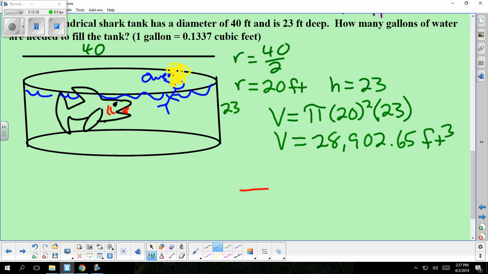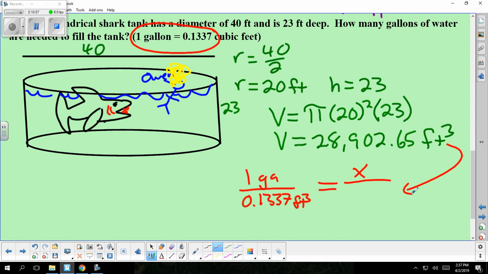Right? I'm given a scale factor. We have 1 gallon over 0.1337 cubic feet. Okay? And then I'm going to put gallons on top over here. That's what I'm solving for. And what my answer was in cubic feet, so 28,902.65.